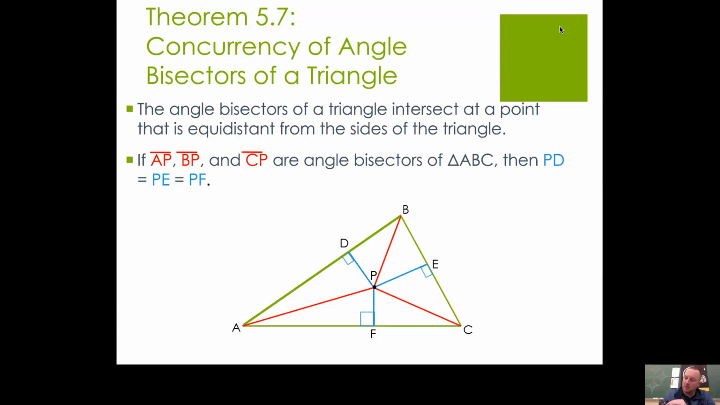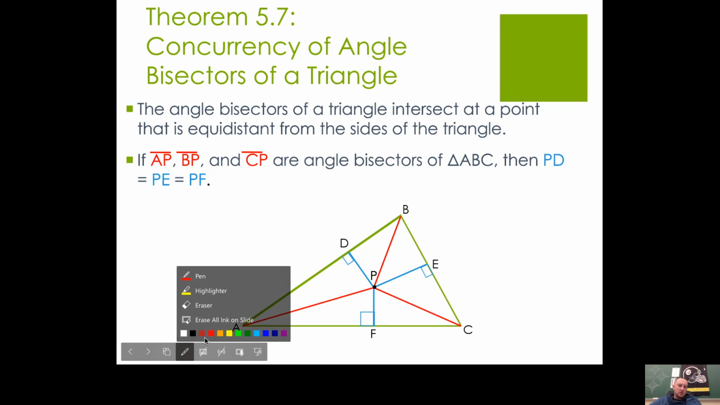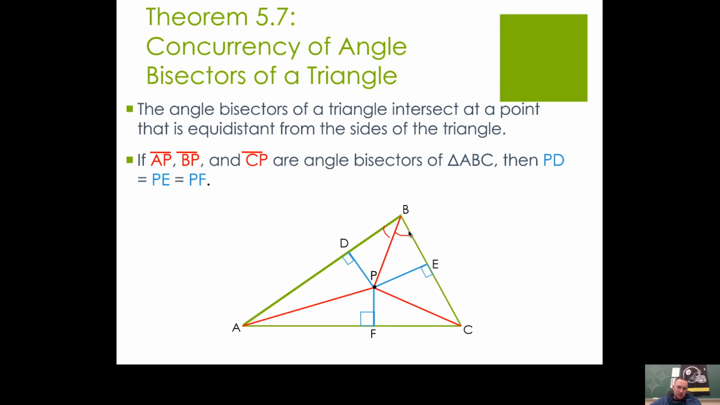This is the second part of our video in section 5.3. We're looking at angle bisectors of a triangle. So here is a triangle, and what we're going to do is make sure that this red segment is an angle bisector of this angle. And we're going to come down here to this angle, and we're going to do the same thing. We're going to make sure that the red segment is an angle bisector.